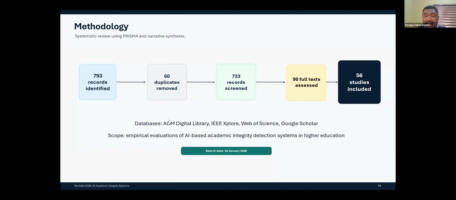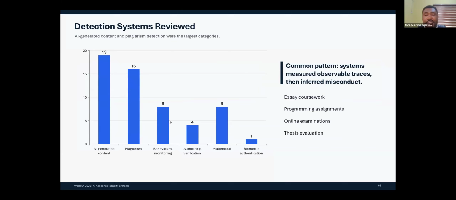Our findings were synthesized narratively following the SWiM approach, that is, synthesis without meta-analysis. The reviewed studies covered several academic settings, including essay-based coursework, programming assignments, online examinations, and thesis evaluation. The largest category was AI-generated content detection with 19 studies, and plagiarism detection with 16 studies. Then we had behavioral monitoring, with 8 studies, and other categories like authorship verification, multimodal detection, and biometric authentication.